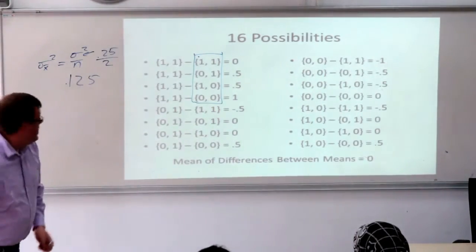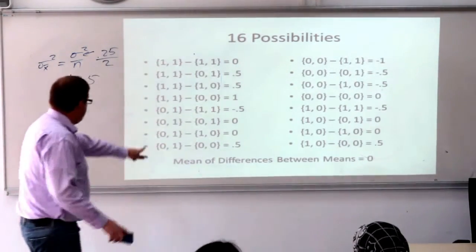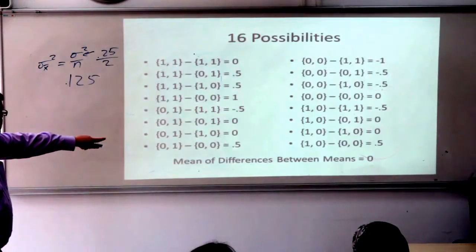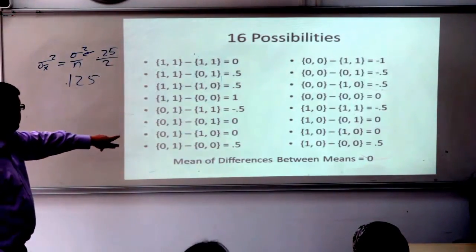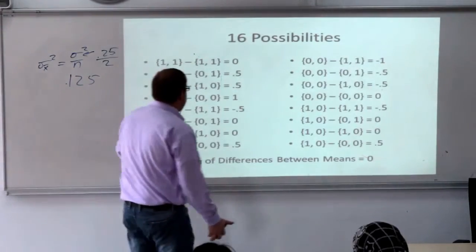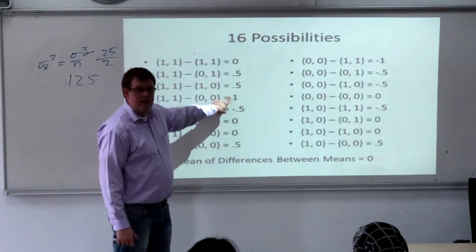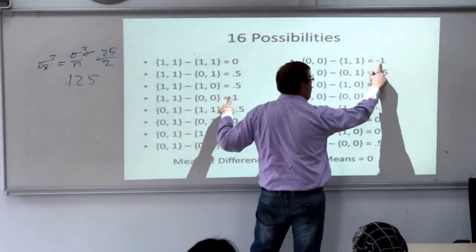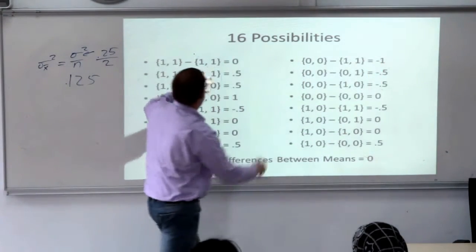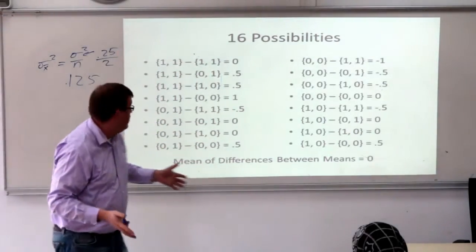So let's take a quick look at this. The mean of differences between means is 0. If we count up all of the ones, we have 1, 1, and that's balanced with 1, negative 1. The zeros aren't going to contribute.